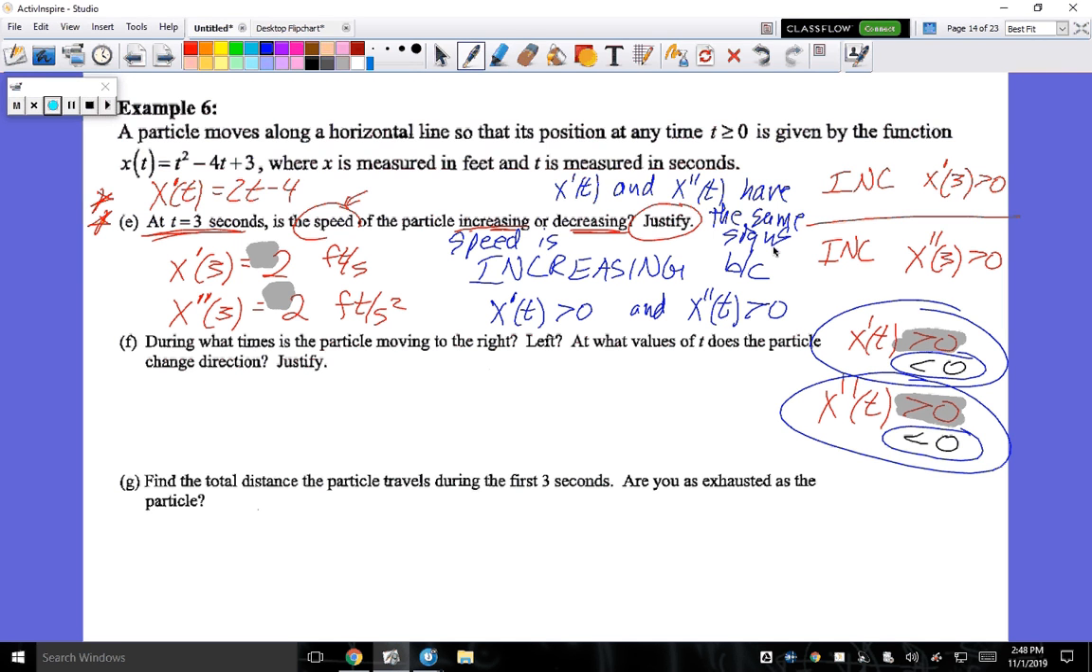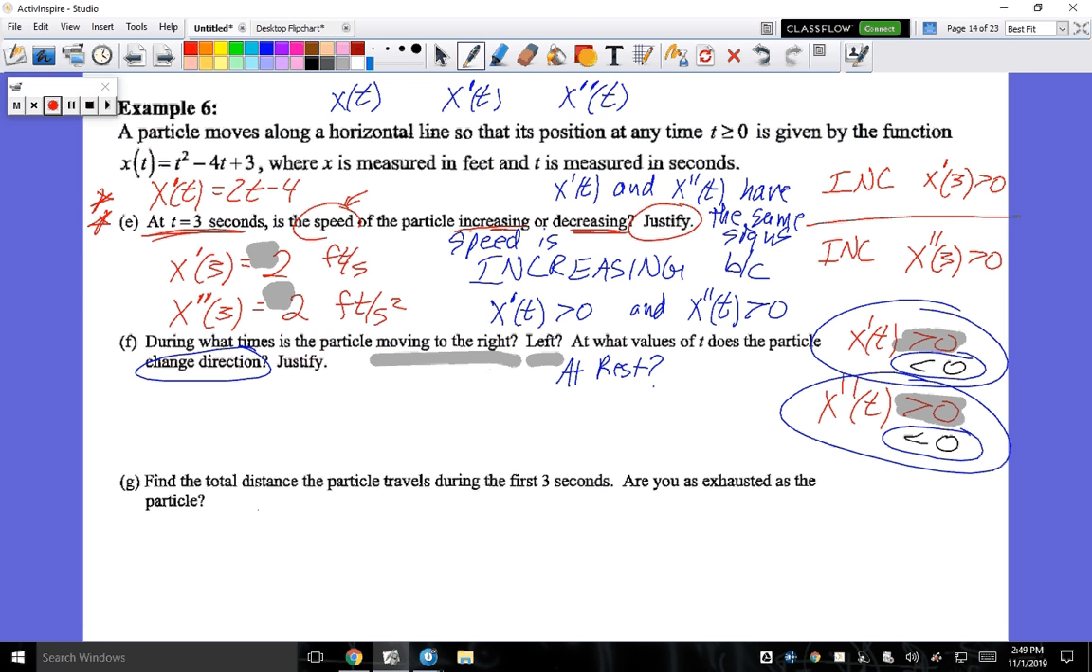Okay? Nice. Nicely done. During what times is the particle moving to the right? Then left. I'm going to add one right now. When is it at rest? And at what values of t does the particle change directions? And then justify. Guys, what equation am I going to be working with? Am I going to be working with the position, the velocity, or the acceleration to justify?